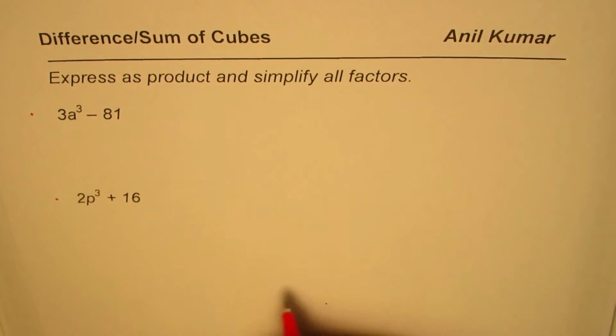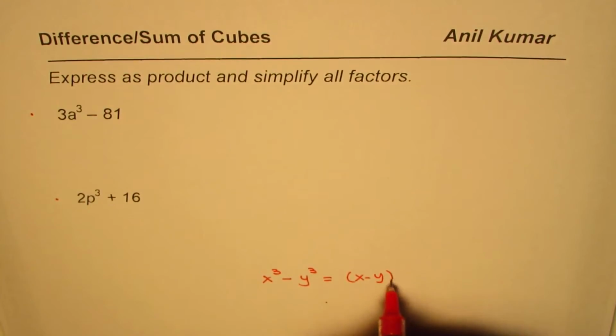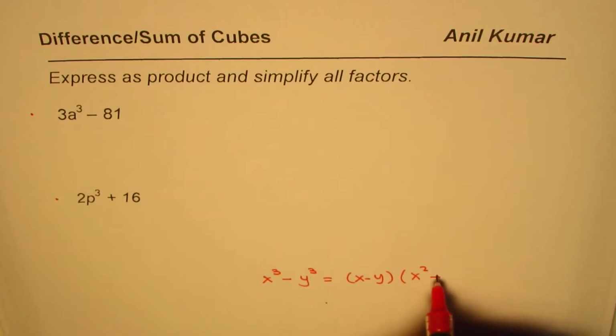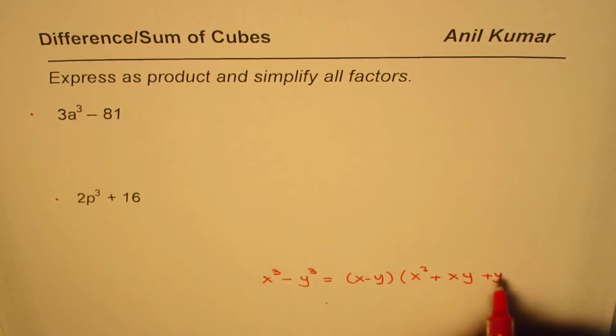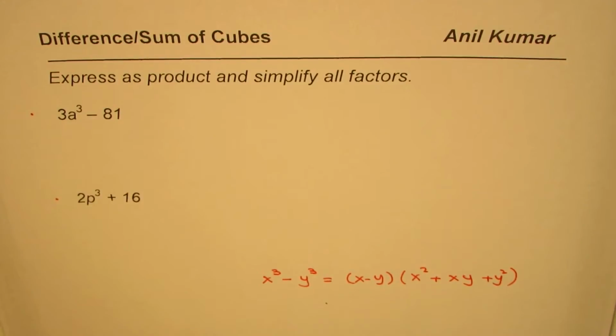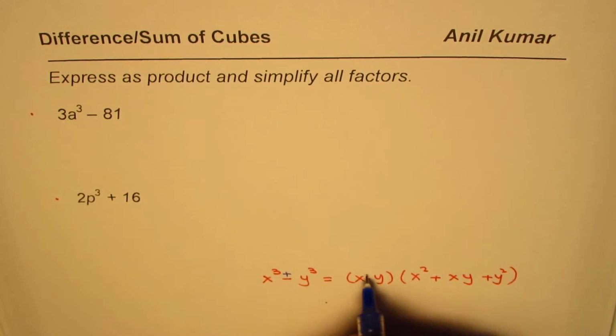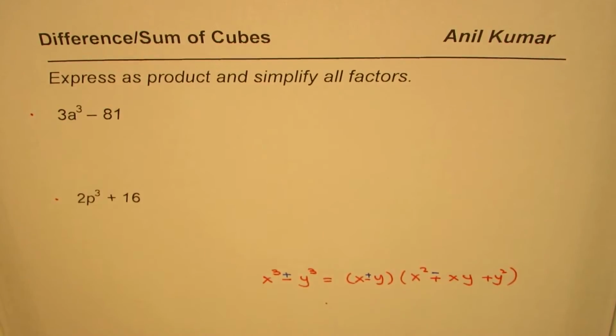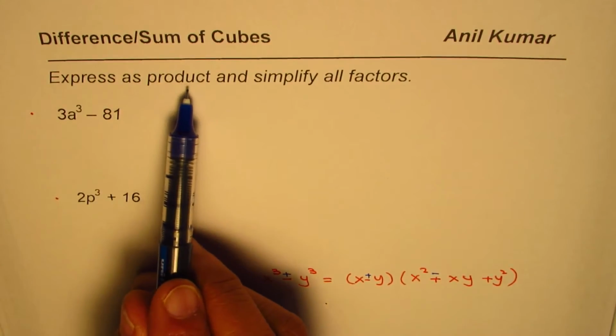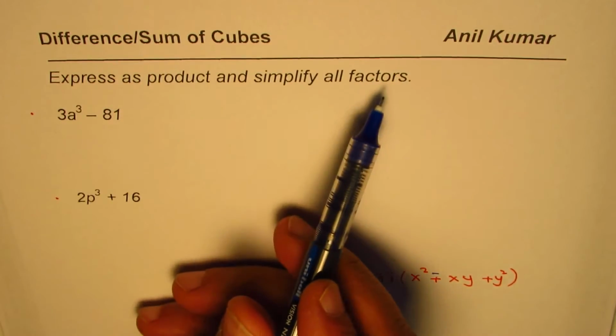Well, the formula being used is, let me write down the formula here. If I have x cube minus y cube, I could write this as x minus y times x square plus xy plus y square. So that's the formula being used. If it is positive instead of negative, then this becomes positive and that becomes negative, right? So that is the sum and difference of cubes formula. So we'll adopt this formula to write these two terms in factored form, that is, express as product, right? That's what it means. And simplify all factors, right?